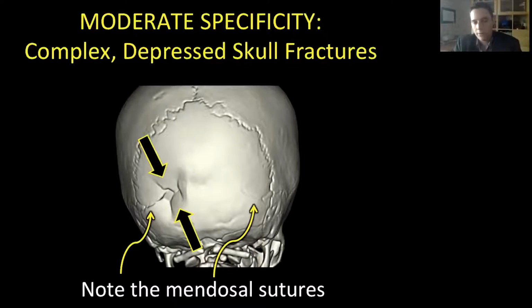Now, on the left, you can see that that Mendosal suture is blacker because it's more diastatic, meaning that the fracture has extended into the Mendosal suture. But be aware, the Mendosal suture in and of itself is a normal finding, and if it's not diastatic, should not be called a fracture. It is the most commonly called fracture that's actually not, because people lack familiarity with this normal suture.